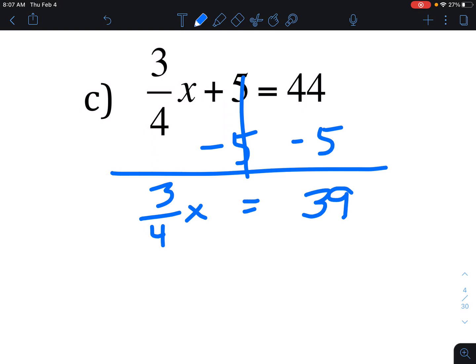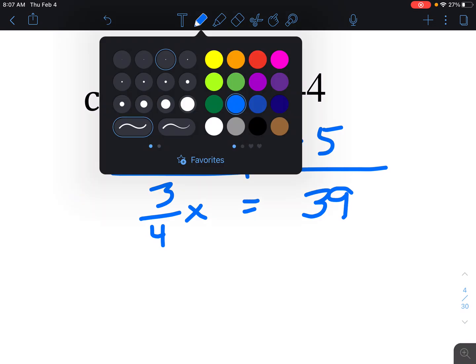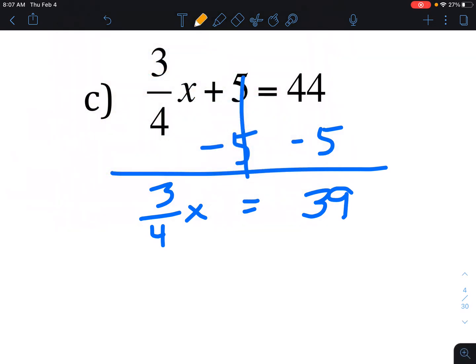A lot of you would say, oh, I'm going to divide both sides by 3/4. But you can't divide by 3/4 in your head in one step. What you want to do, you can do this in 2 easy steps. The first step you can do is get rid of the fraction. If the denominator is 4, multiply both sides by 4. It cancels here, and you no longer have a fraction.